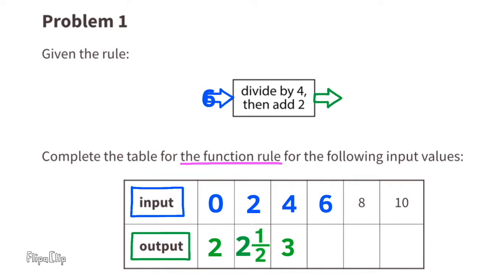6 divided by 4 is 6/4 or 1.5. 1.5 plus 2 is 3.5. 8 divided by 4 is 2. 2 plus 2 is 4. 10 divided by 4 is 10/4 or 2.5. 2.5 plus 2 is 4.5.